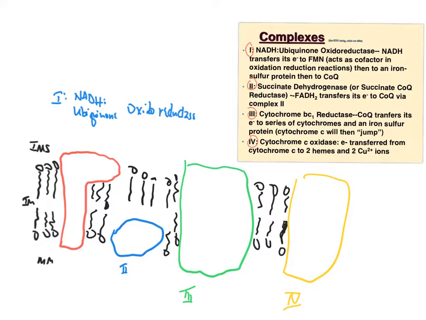Notice cytochrome C is not on here. Cytochrome C is not considered a complex, so I'll give it a different color. And its location is very important. We're going to find out a lot about it; cytochrome C is a major player in your body. Cytochrome C jumps, for lack of a better word, from complex 3 to complex 4, and it's located in the intermembrane space.